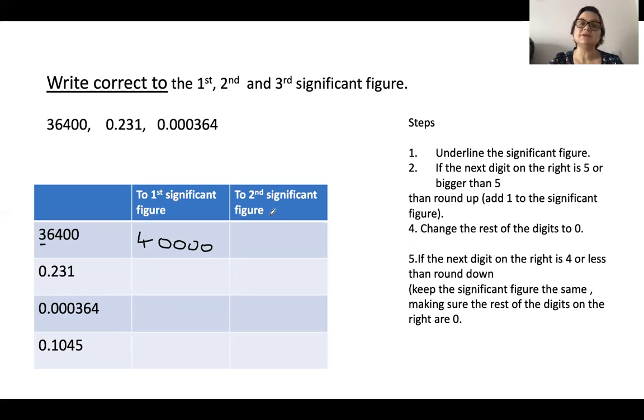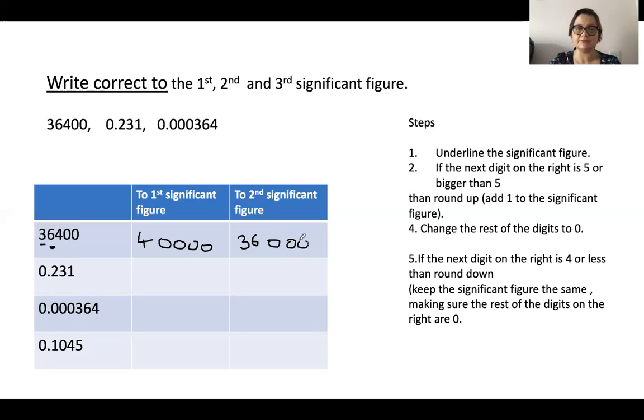To the second significant figure, we are going to do exactly the same thing, but we're going to keep the 3 the same. So we are going to circle. I'm going to put a little dot for the second significant figure. So this is the second one. And then we're going to put 3. The next digit after the second significant figure is 4, so it is less than a 5, which means we are going to round down. So leave the 6 as it is, 6, and make the rest of the digits 0. So we have 1, 2, 3 zeros to add.